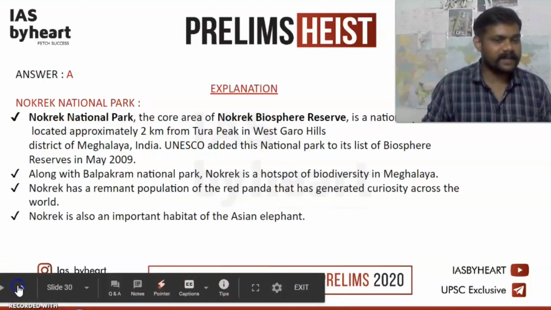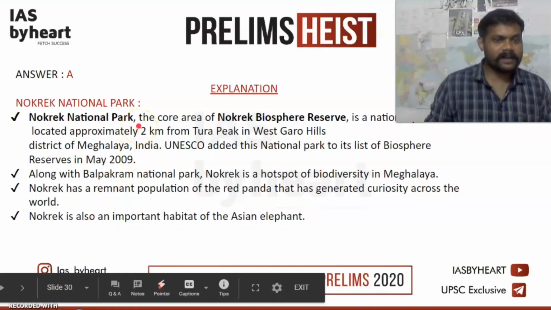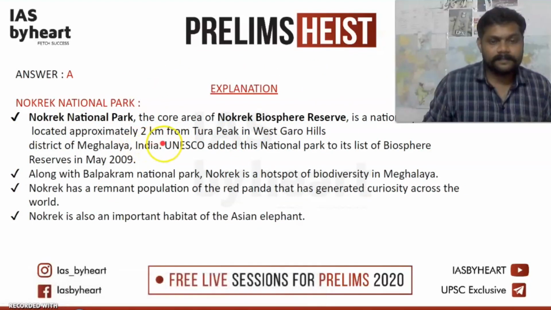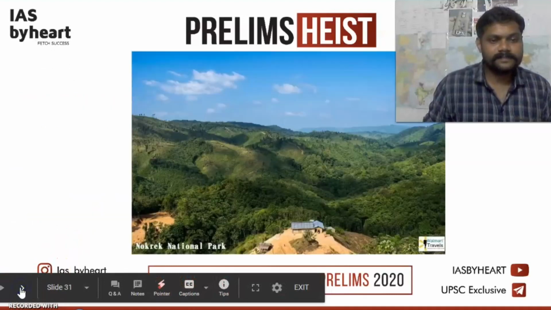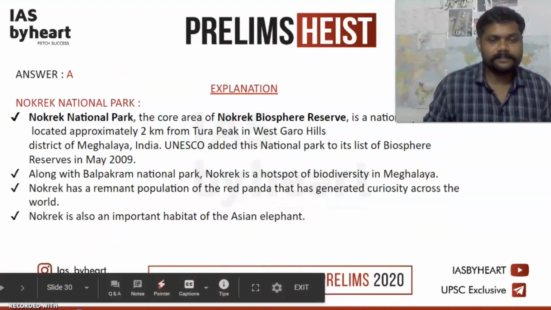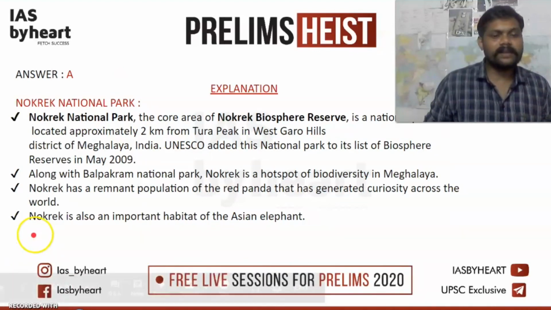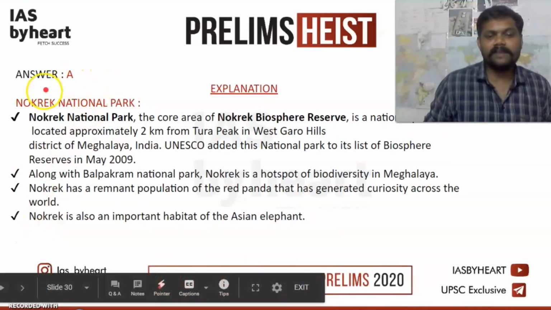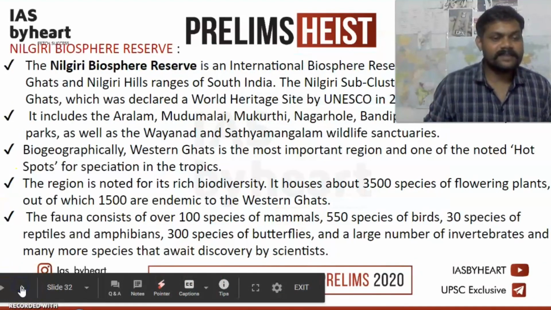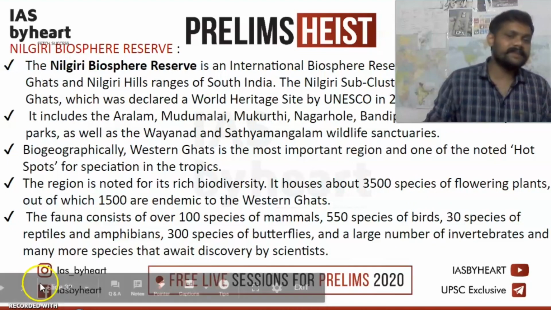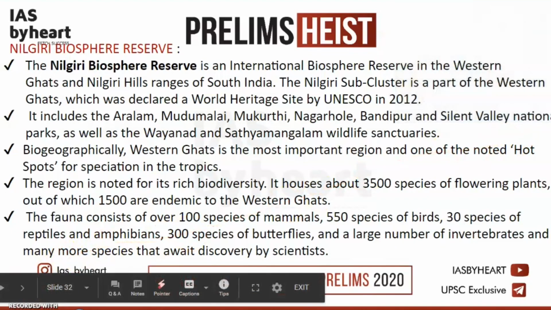See, here is our explanation. Nokrek National Park. See, this Nokrek Biosphere Reserve. In this Biosphere Reserve, see the map. See the diagram. This is the Nokrek National Park. This Nokrek National Park is an important habitat for the Asiatic elephant. Moreover, this is a hotspot of biodiversity in the Meghalaya region. See, these are all extra information, so please note these types of points.